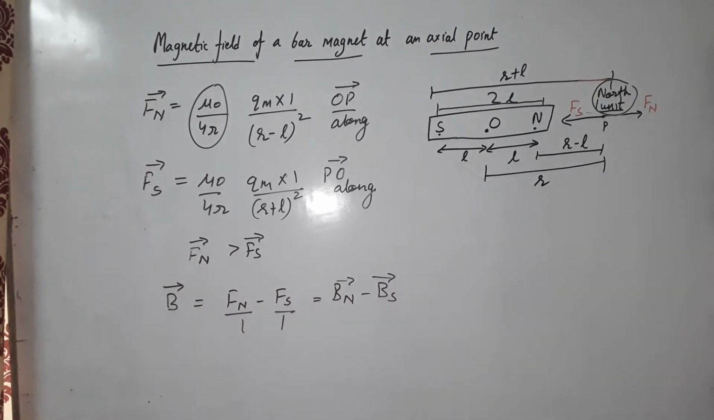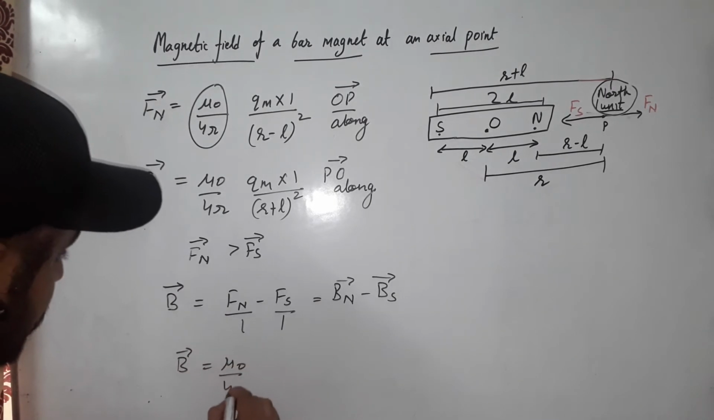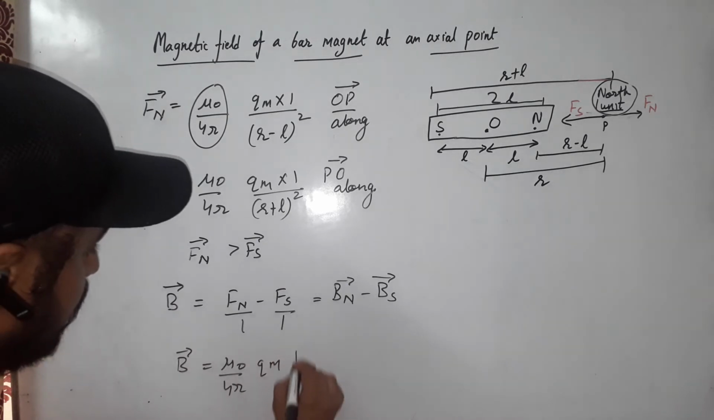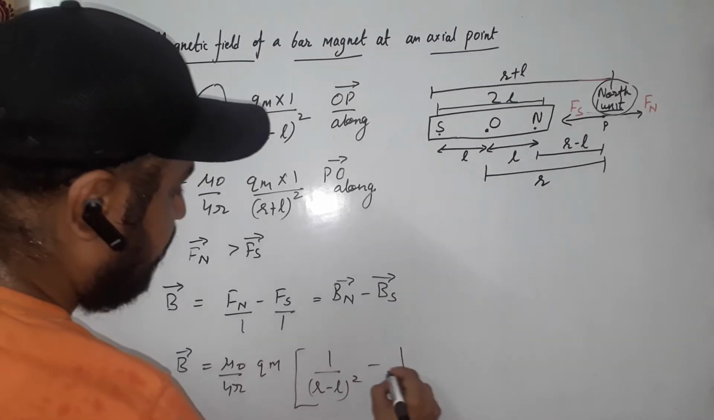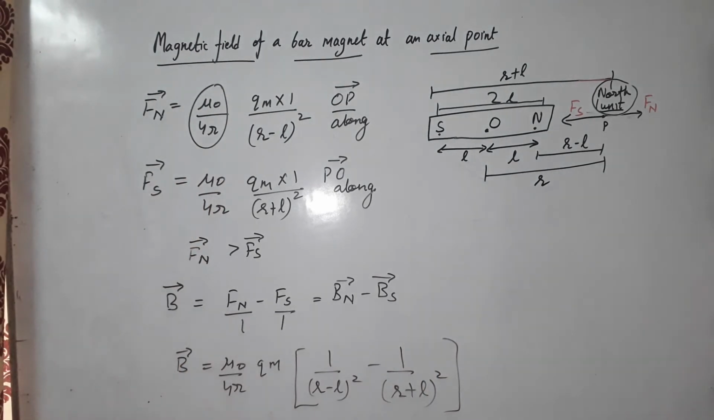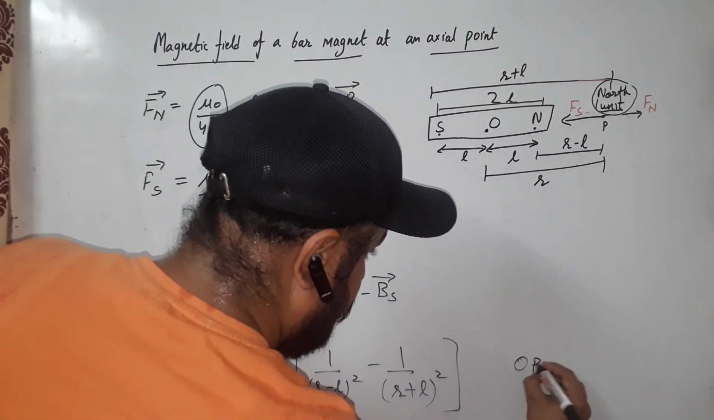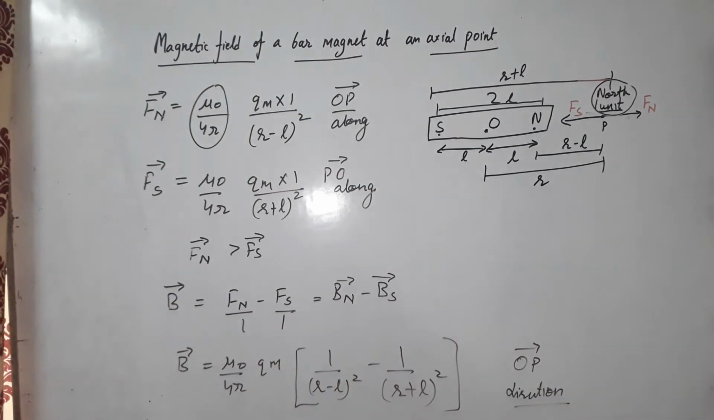So putting the values of the following quantities, we get the result: mu naught by 4 pi common, Qm also common, and in the bracket will be 1 upon r minus L the whole square minus 1 upon r plus L the whole square. This result we will be getting, and the direction will be along OP. Now when we take the next step, we have to take the LCM in the bracket portion and then find the value.